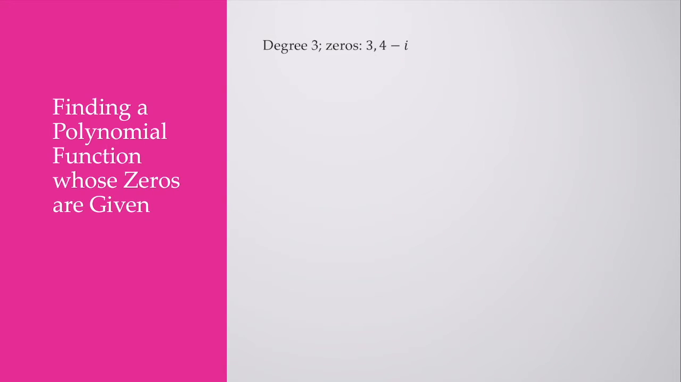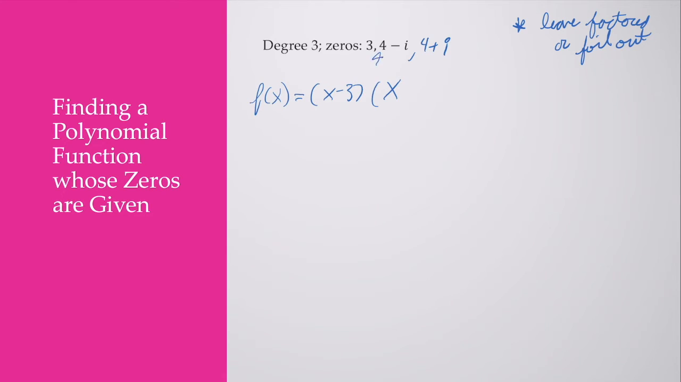All right, last example of this section. I have to find a degree 3 polynomial whose zeros are 3 and 4 minus i. Remember, when I am dealing with a complex zero, I also need its conjugate. So I also have 4 plus i. Note that when I'm asking you to do this on an exam or in the homework, it will tell you to leave factored or FOIL. So FOIL it out to get the polynomial in unfactored form. I'm going to go ahead and write this in factored form because I've got x minus 3 times x minus 4 minus i and x minus 4 plus i. I don't distribute that negative this time.